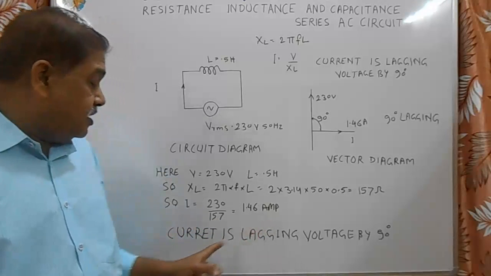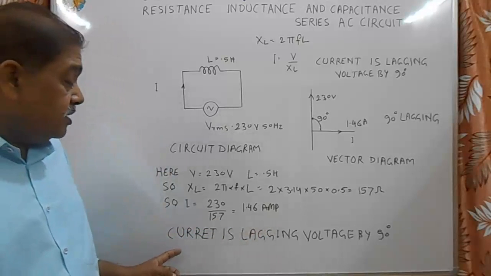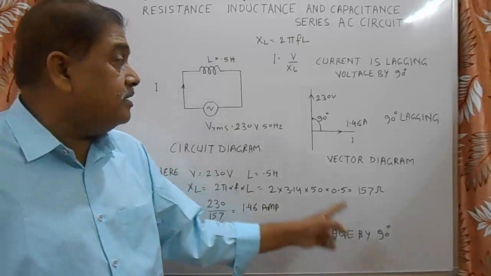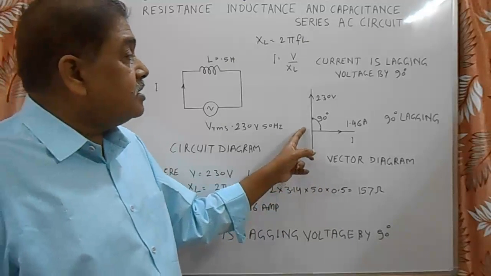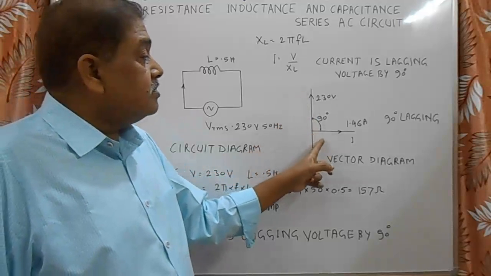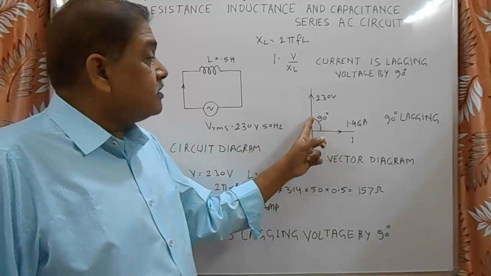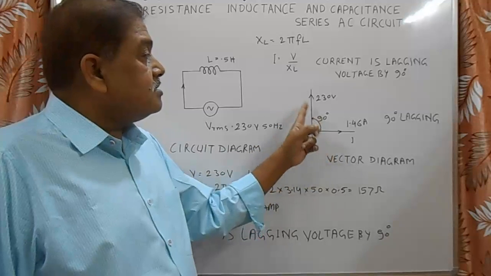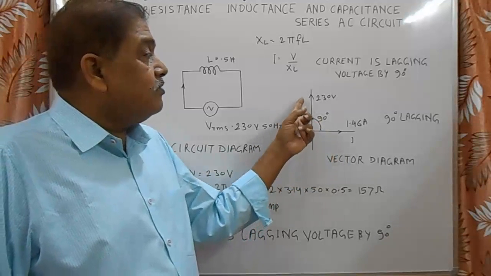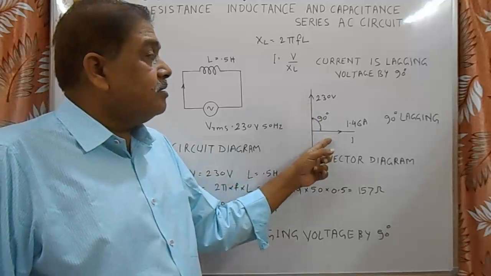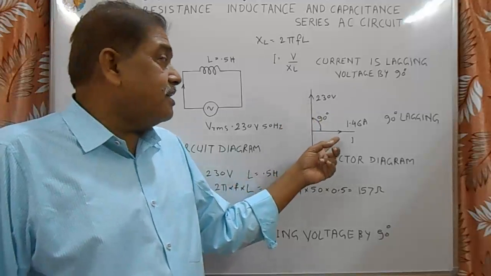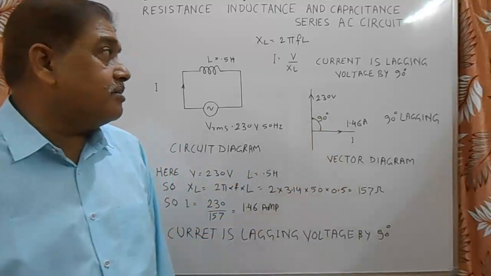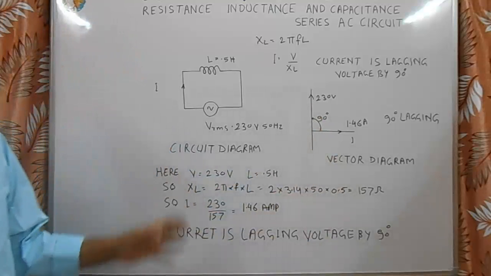So, in this case of the inductance, current is always lagging the voltage by 90 degree. Here is the vector diagram. This is voltage vector. This is current vector. This current vector is lagging 90 degree behind voltage. This direction is lagging, this is leading direction. Here we can say voltage is leading current by 90 degree or current is lagging voltage by 90 degree. Both are the same thing. So it is the case of inductance.